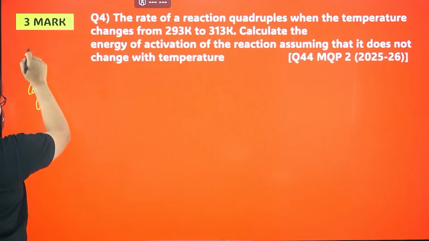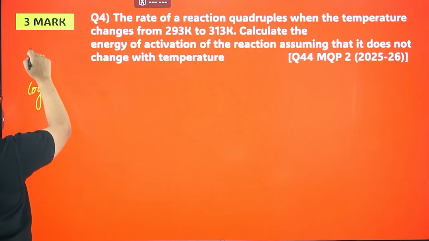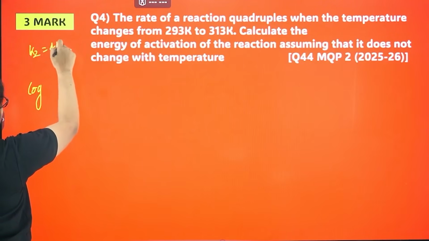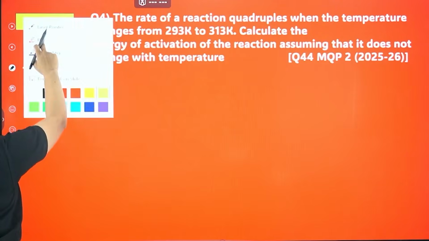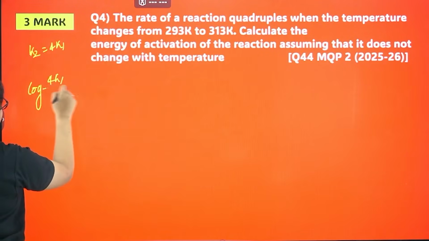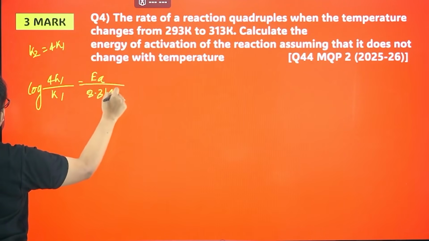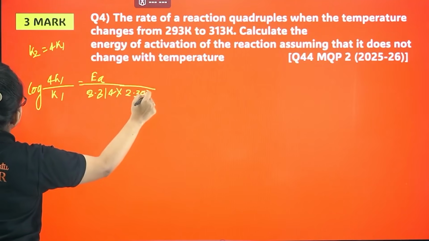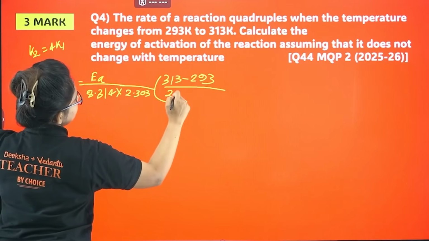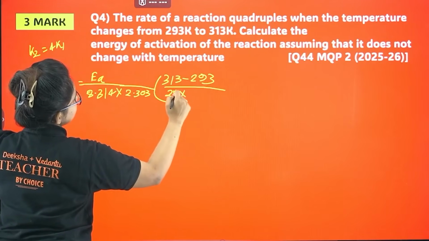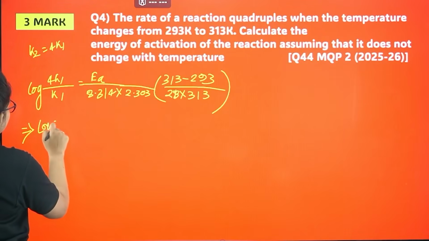Okay, so log K2 by K1. We can see the rate is quadrupled, right? So from here I can tell you K2 is basically 4 into K1. I am directly putting here 4 K1 divided by K1 equals EA by 8.314 into 2.303, 313 minus 293 divided by 293 into 313.